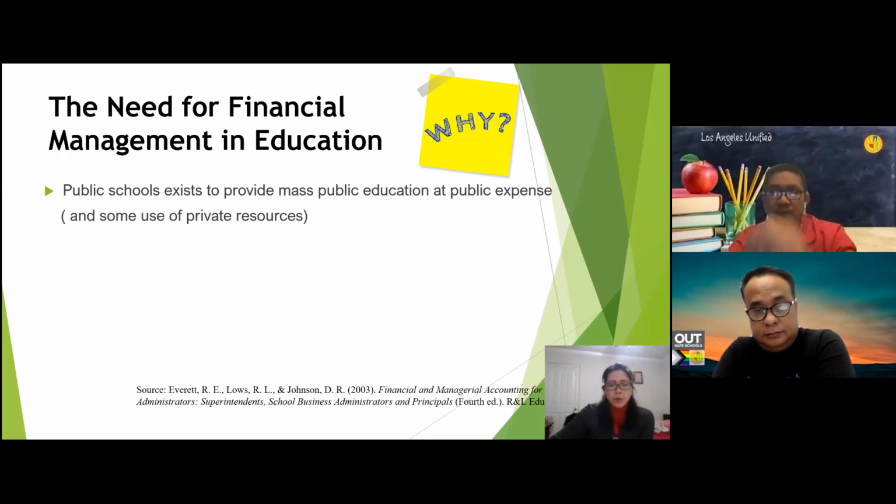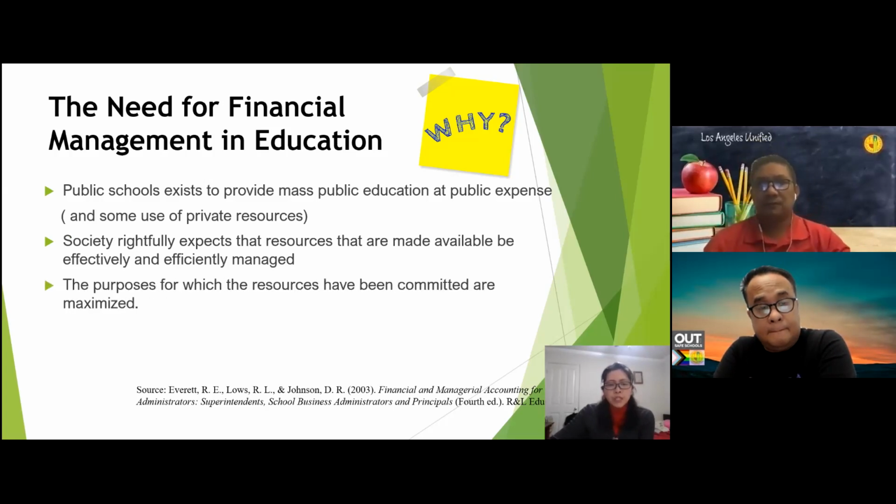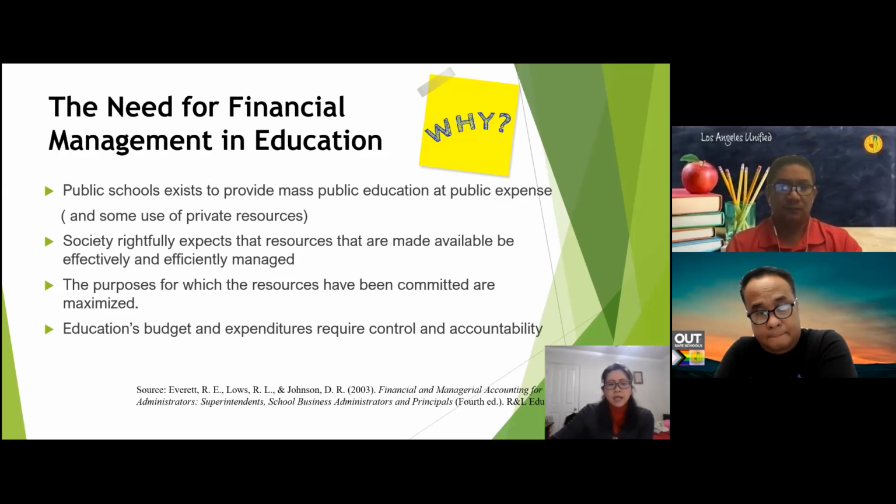So it's really important that these resources are being used because the society rightfully expects that resources are made available and be effectively and efficiently managed. Third importance is that the purpose for which the resources have been committed are maximized. And lastly, education's budget and expenditures require control and accountability.